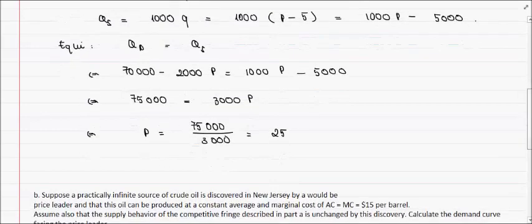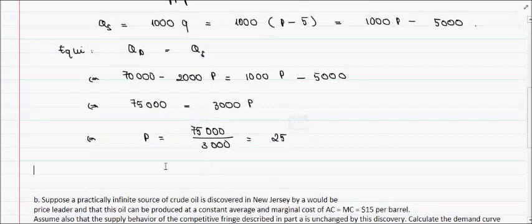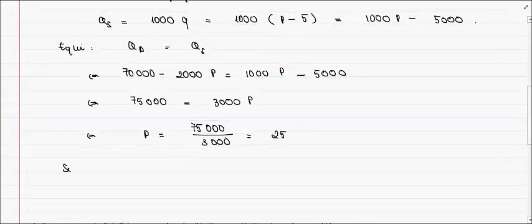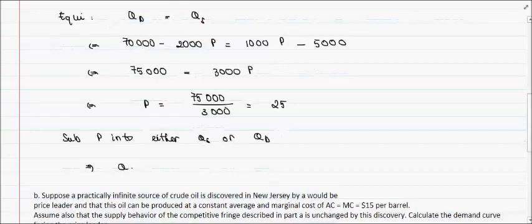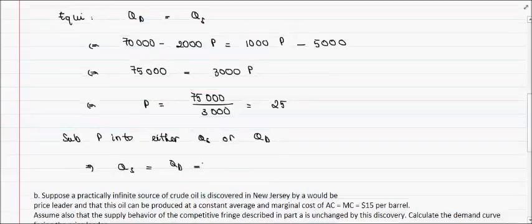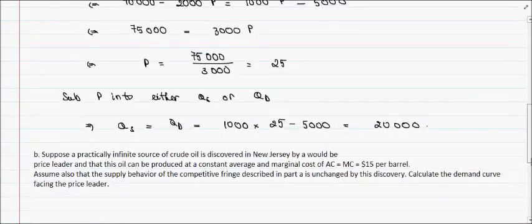If I substitute the price into the quantity supplied or the quantity demanded, it doesn't matter because they are the same, then I am going to get the equilibrium quantity. I can use either the demand function or the supply function. Using supply, it's going to be equal to 1,000 P minus 5,000, so it's 25,000 minus 5,000, which becomes 20,000. So the total supply and the total quantity demanded in the economy is going to be 20,000.